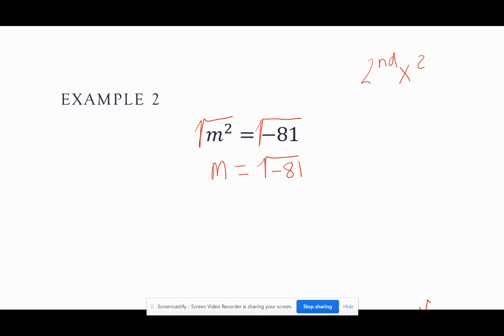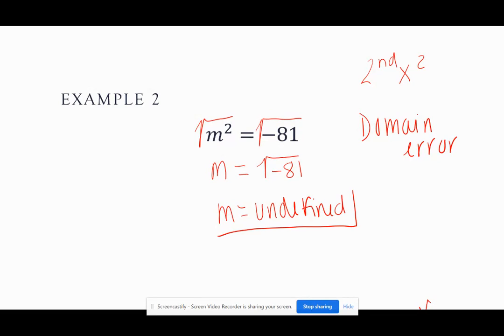Second x squared negative 81. I get a domain error. That means that I can't do it. The calculator says, nope, not allowed. So all you write right here, if you get a domain error, is m equals undefined. If you get a domain error, that's because the negative is under the square root, and you cannot do that.